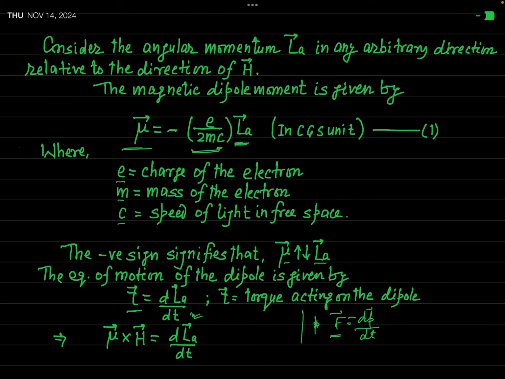But you have an idea that if a dipole of dipole moment mu is placed in a magnetic field H, the torque acting on the dipole is simply the vector product of mu and H. Are you getting the things? This fact is studied at the plus two level, so I hope you have an idea of this. So the torque acting on this dipole is mu cross H, and that will be equal to dLA by dt.